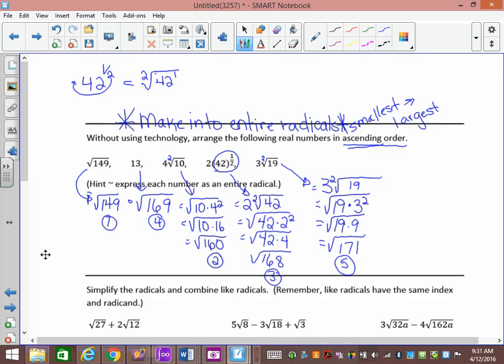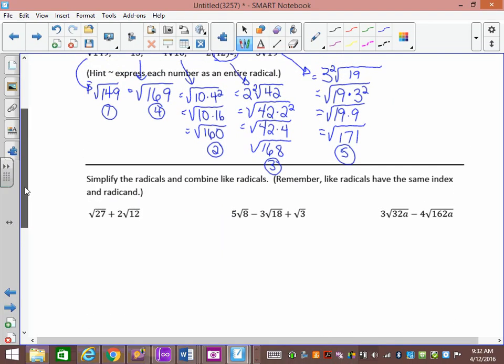Now, they want me to arrange these numbers in ascending order. So people will rearrange the end result, but that's not rearranging these numbers actually in order. So you'd have to arrange these ones up here. So I'm just going to list it like this. This is number 1. This is number 2. This is number 3. This is the 4th one and the 5th one. So that's the order those go in without technology. So if you want to list radicals in ascending order without technology, you have to change them all to entire radicals. Just like in quadratics, when I wanted it in vertex form, you had to complete the square. There are certain hints to tell you what you need to do.